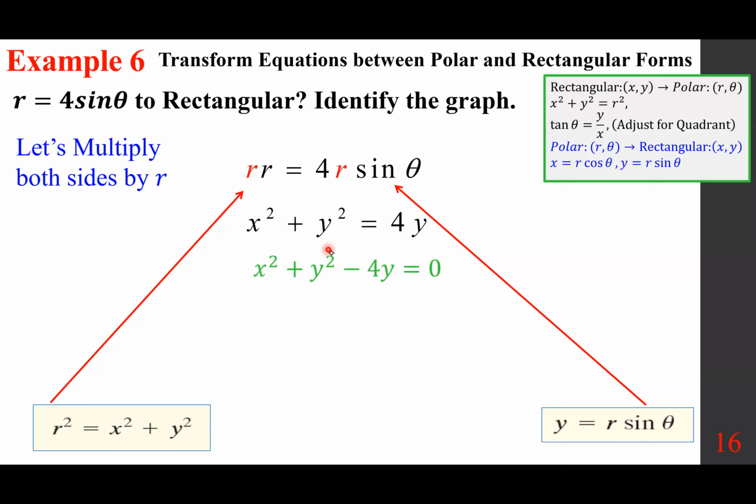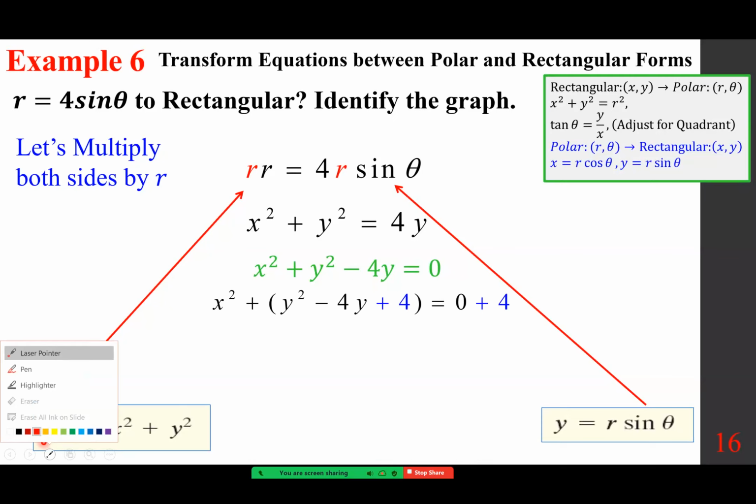You may recognize the equation as a circle, or you may not, but I'm going to remind you in a moment as far as how this thing works. If we put these two together, we need to add 4. When you put these two together, remember to make it a perfect square trinomial.